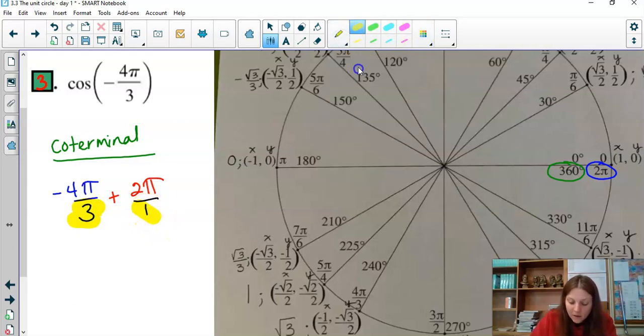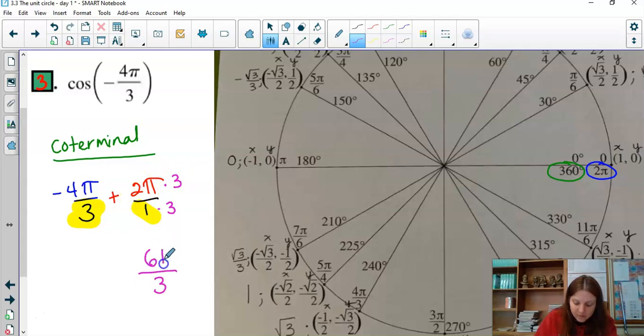So I can take this 1 right here and make it match by multiplying it by 3. Whatever you do to the bottom of the fraction, you're going to do the same to the top. Okay, so now watch what this does. This was originally 1, but 1 times 3 is 3. In the numerator, 2 pi times 3. 2 times 3 is 6. And I can just bring this first fraction down. Okay, I'm still adding them together.